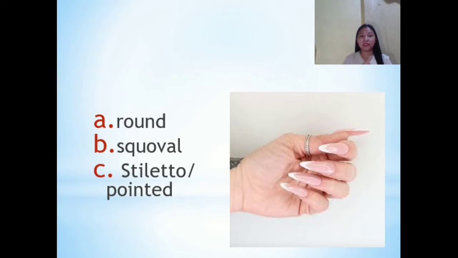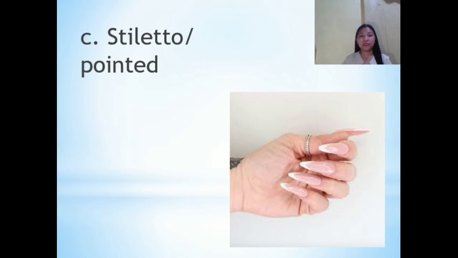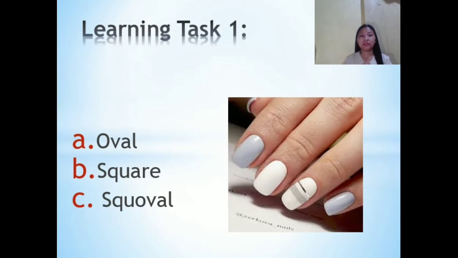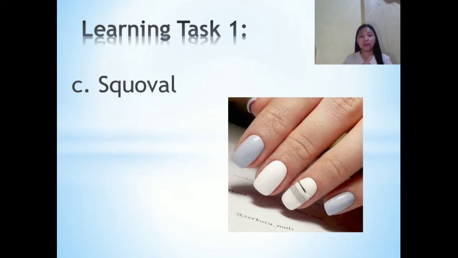Next, what is the shape of this nail? A. Round, B. Scoval, C. Stiletto or pointed. Very good. It is C. Stiletto or pointed. Next, what is the shape of this nail? A. Oval, B. Square, C. Scoval. Correct. The shape of this nail is scoval.